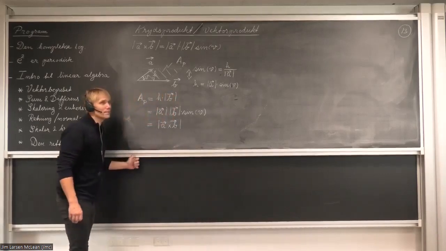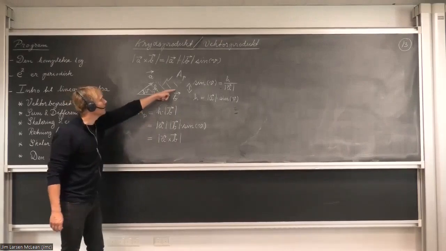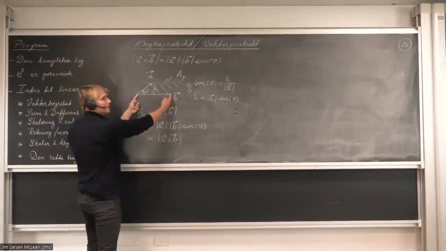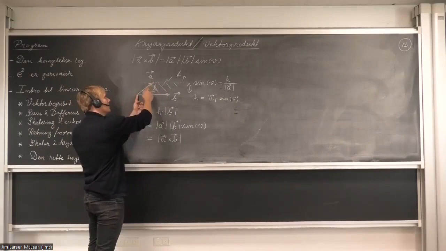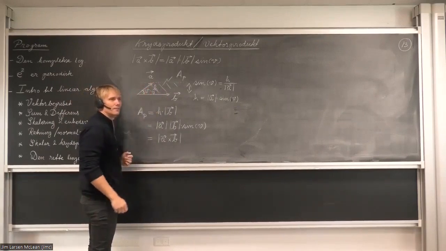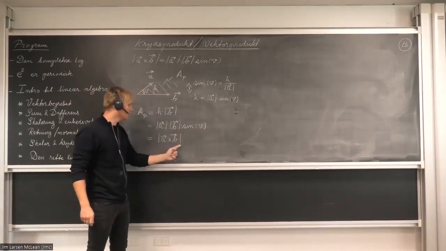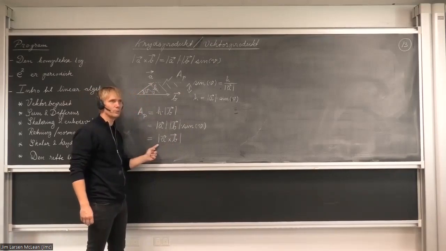But I hope that you can see that the area of this parallelogram here is the length times the length times the sine of the angle. And that's exactly what I've written here. And that's exactly how I defined the length of the cross product vector.